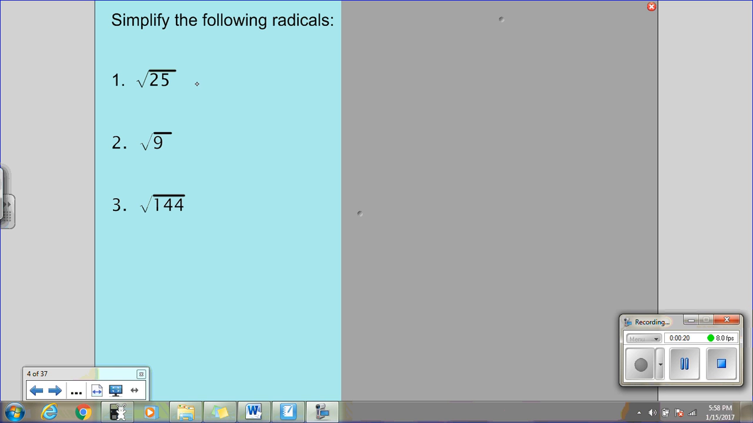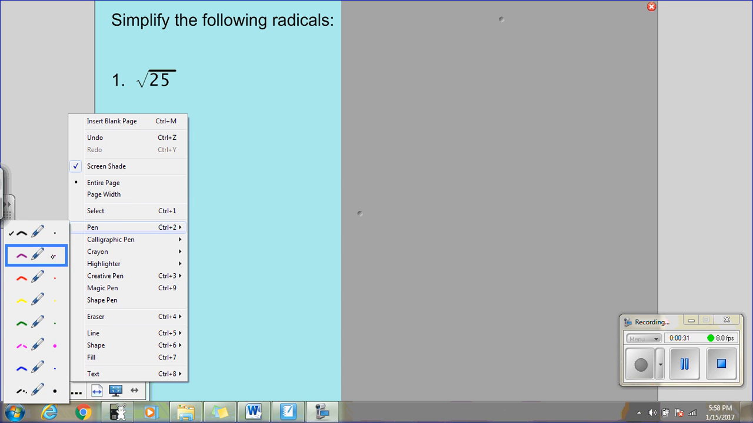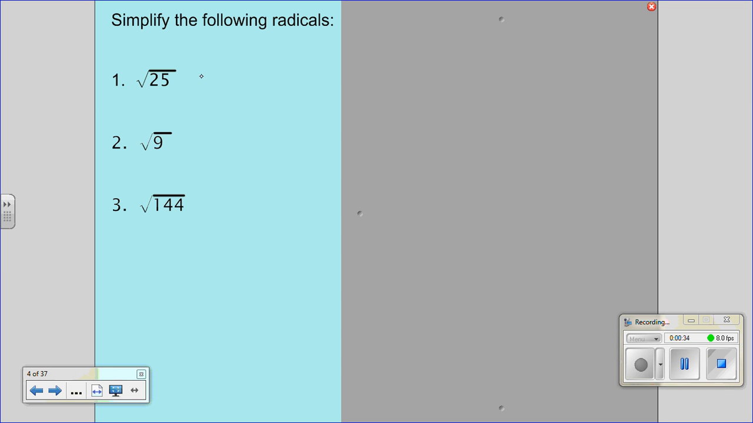So the radical on number 1 is the square root of 25. When we simplify radicals, we break apart the value underneath into its factors. So what two numbers can multiply and give me 25? Yes, 5 times 5. So whenever I see a pair of numbers, I will always cancel one out and move one to the outside of the symbol, the radical sign. So the square root of 25 is simply 5 because a 5 came outside and a 5 was canceled out.